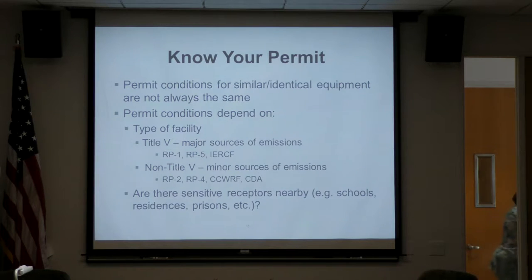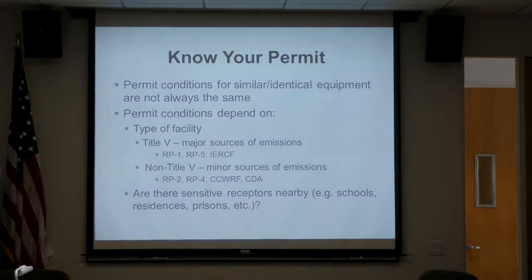The first is the Title V facilities, which are major sources of emissions. So these are RP1, RP5, and IRCF. These facilities typically have more record-keeping requirements and reporting requirements, as well as strict emission limits.